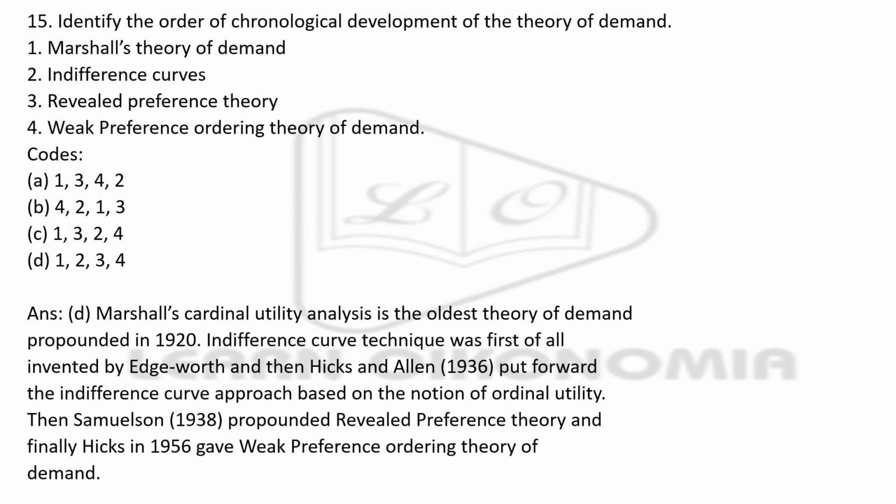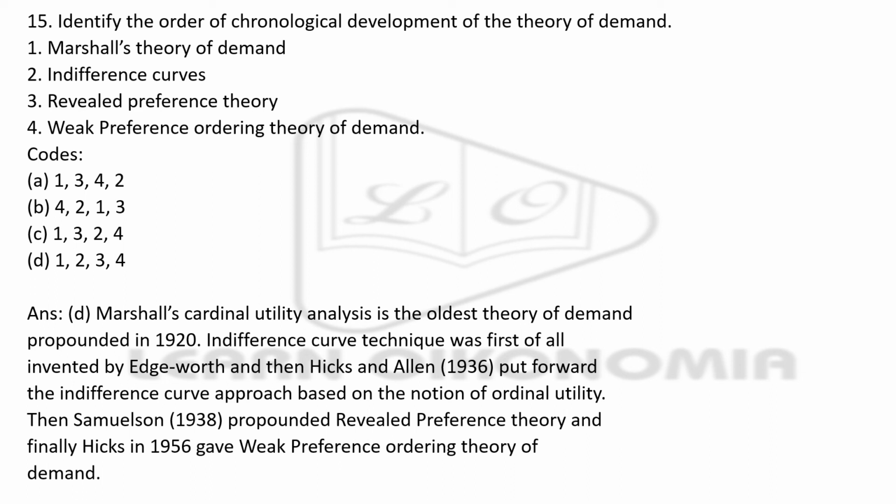Then this is a different type of question. You have to identify the order, that is, you have to see the chronological order of development of the theory of demand. This is with respect to microeconomics, and you have Marshall's theory of demand, indifference, weak preference and weak preference ordering theory of demand. You have to see the correct order, and the right answer is option D, that is 1 2 3 4. It is given as it is, that is the right order.